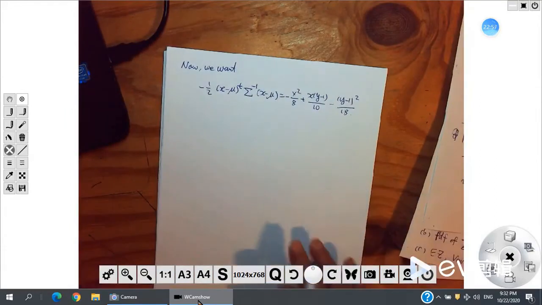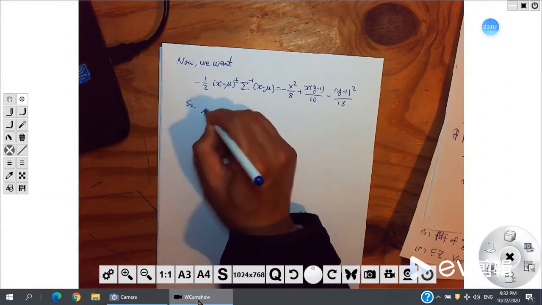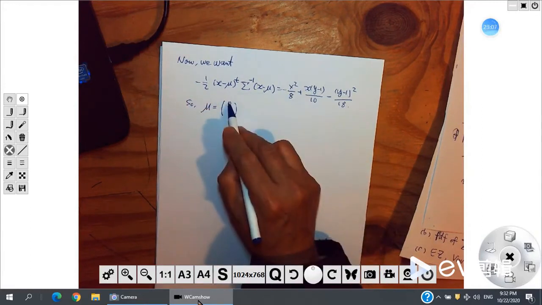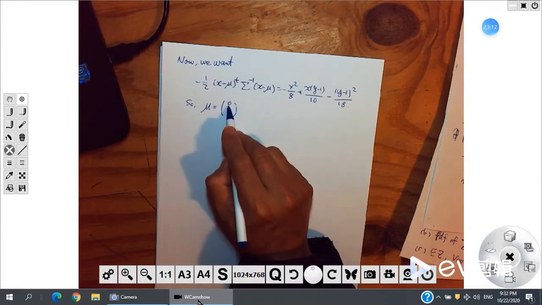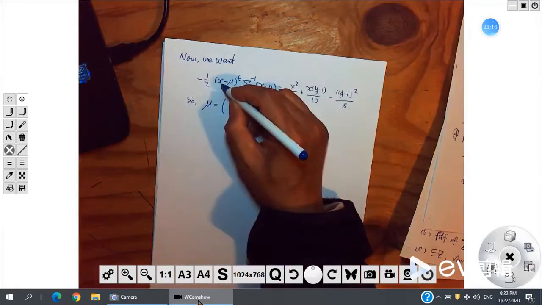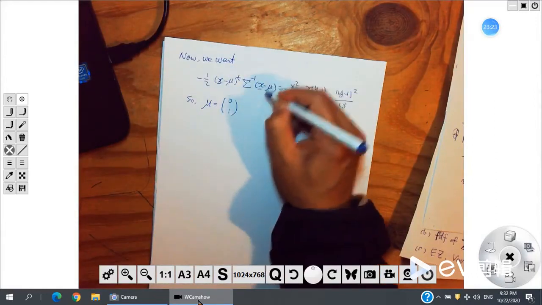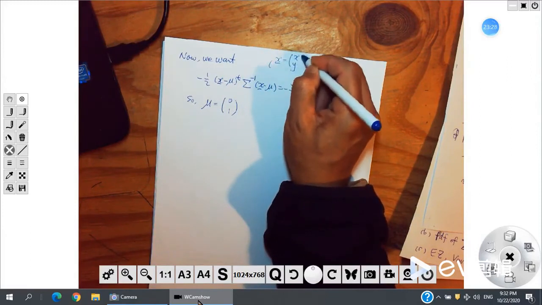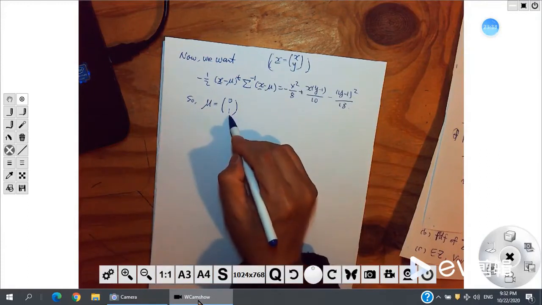Here we can choose mu to equal just 0 and 1. This 0 is because when you subtract it, it will be x minus 0. This is a vector, where x bar equals x and y. Mu is this one.